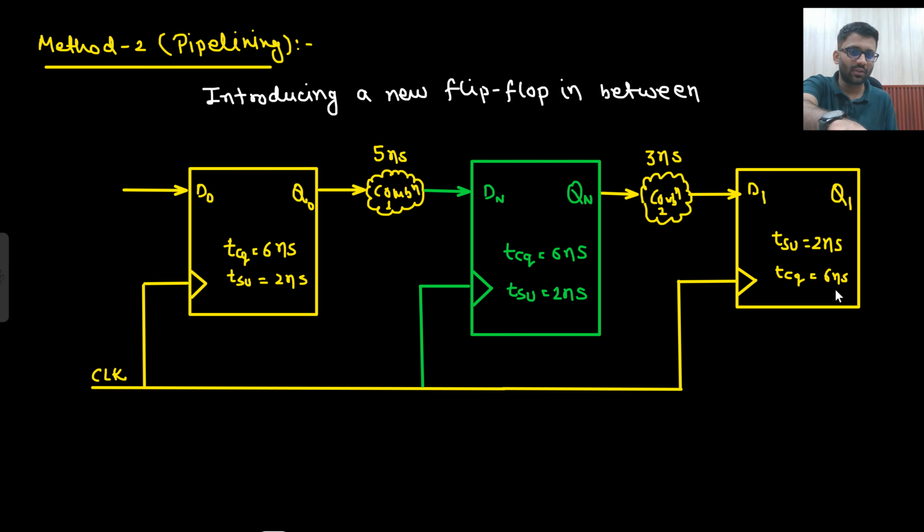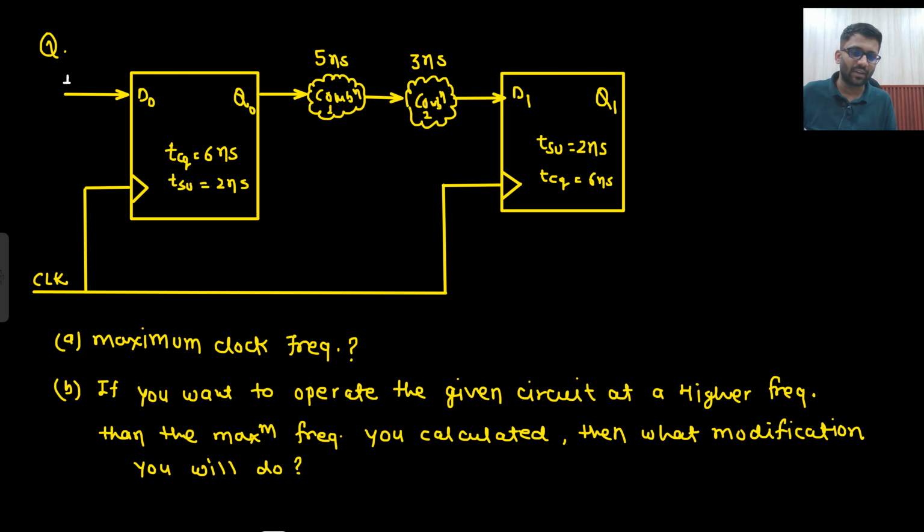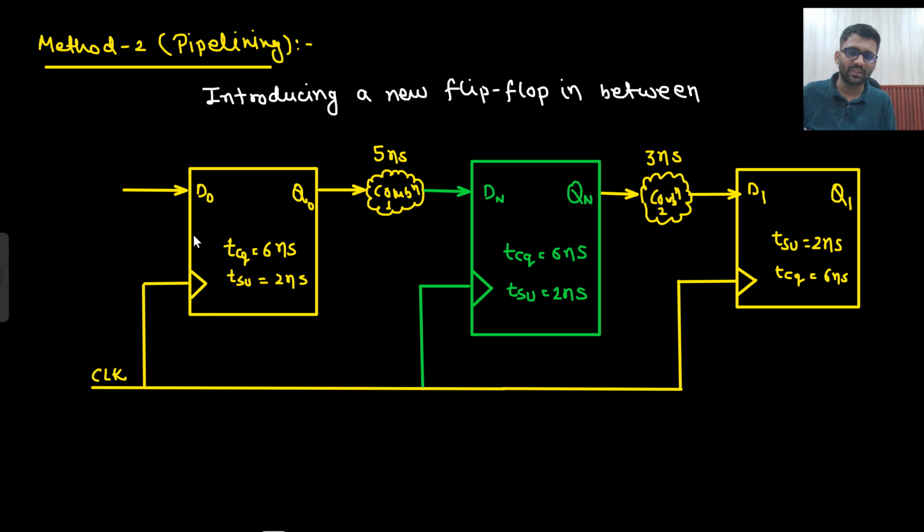Setup time of 2 nanoseconds, clock to Q is 6 nanoseconds. The same kind of flop. All these flops are the same. So I am just introducing one more flop in between. Now what will happen? How will I calculate T clock? Go from here to here and from here to here. This I am calling flop 1, this flop 2, and this flop 3.